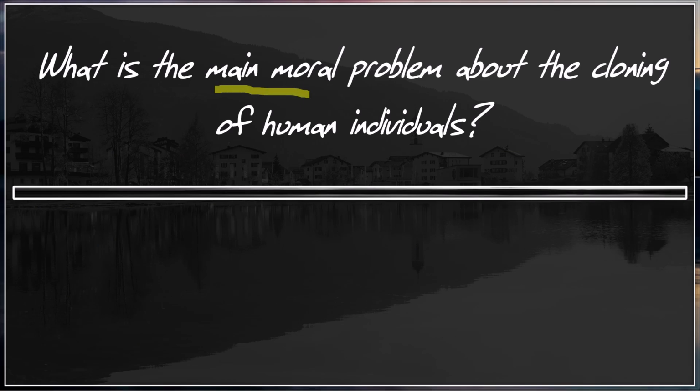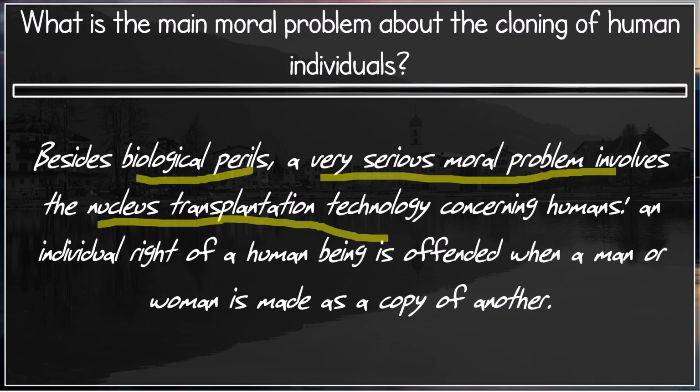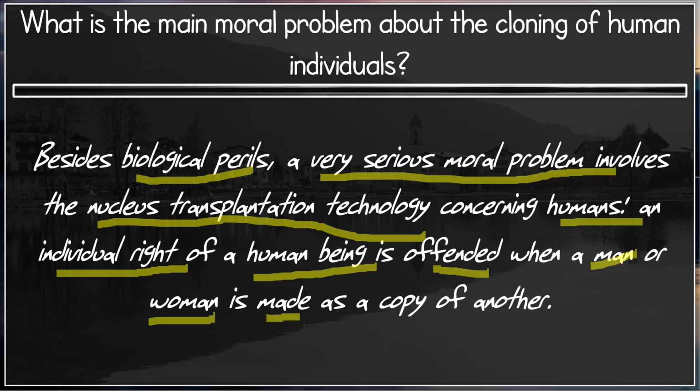What is the main moral problem about cloning human individuals? Besides biological perils, a very serious moral problem involves nucleus transplantation technology concerning humans. An individual right of a human being is offended when a man or woman is made as a copy of another.